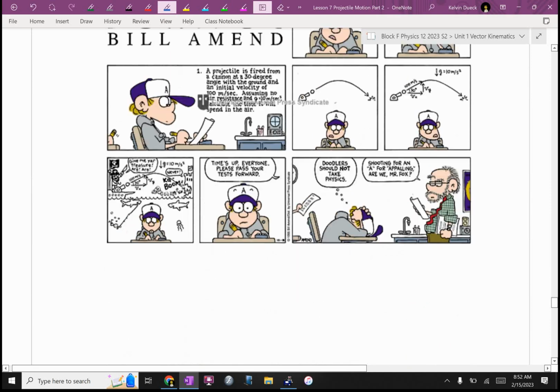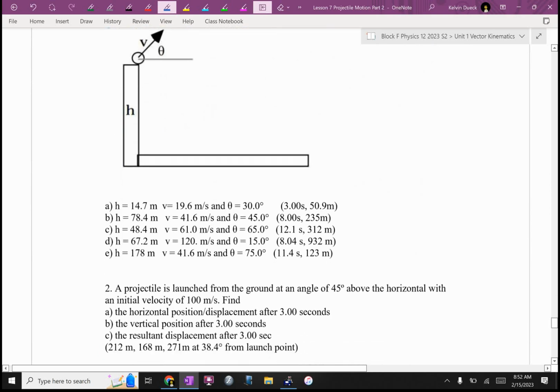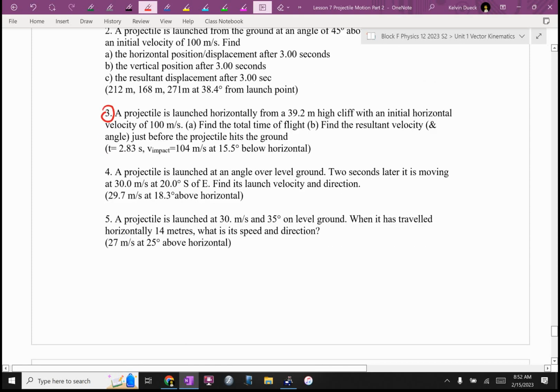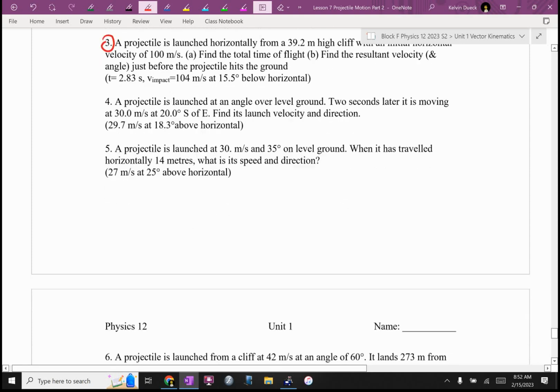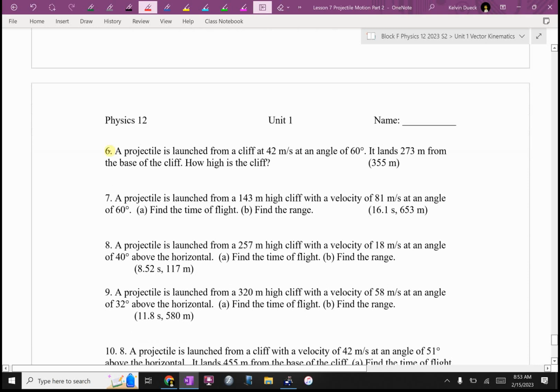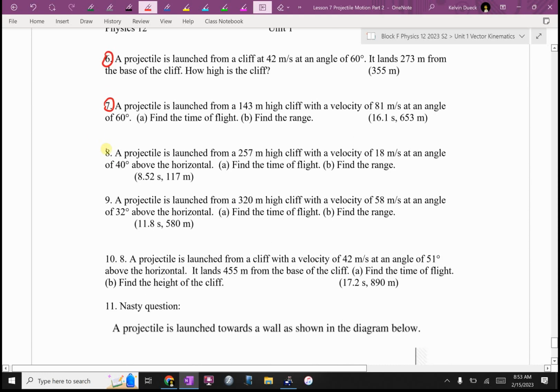There's a little comic there you can read if you want to, but your homework. So I already assigned number 1. You can try number 3. I skipped 2. I skipped 4 and 5. 6 is good. 7 is good. 8 is good. I would encourage you to do those. 9 is good. 10 is good.